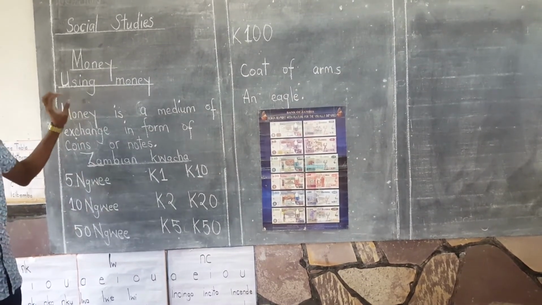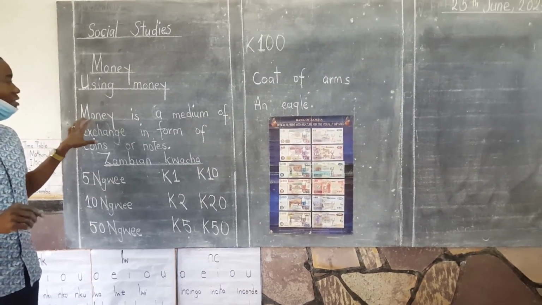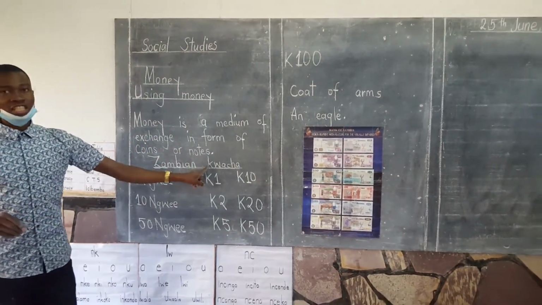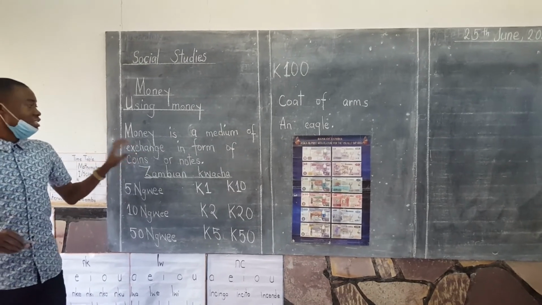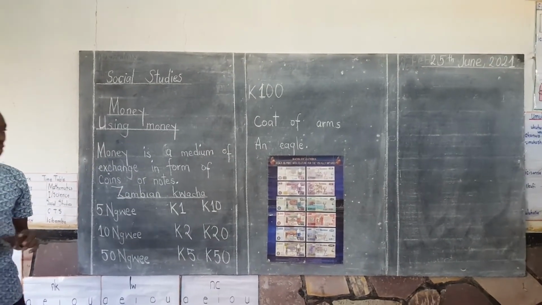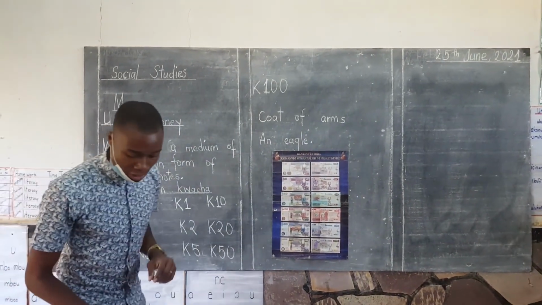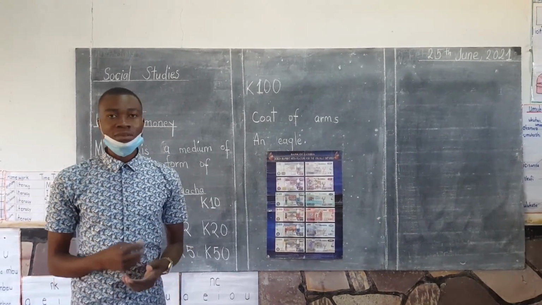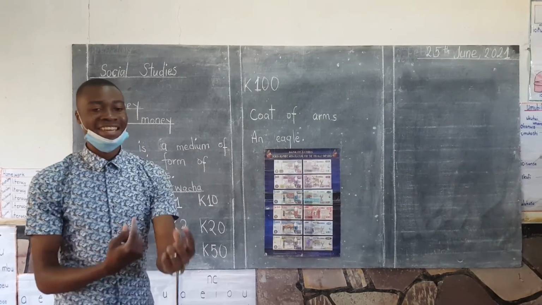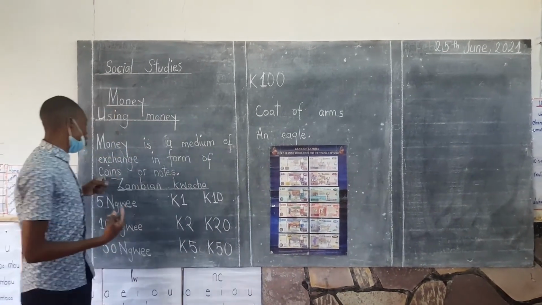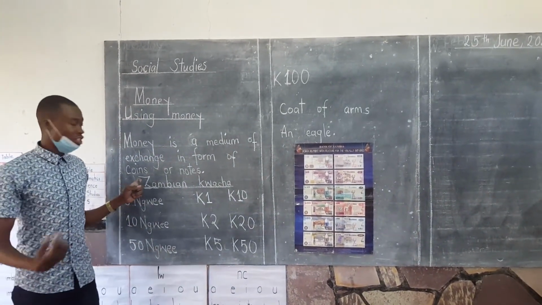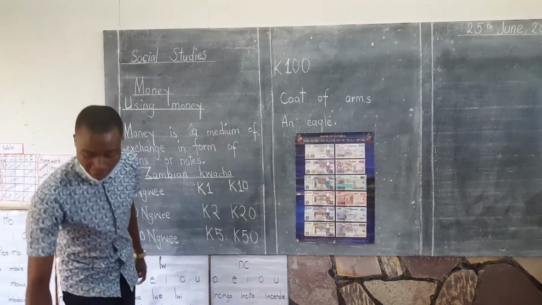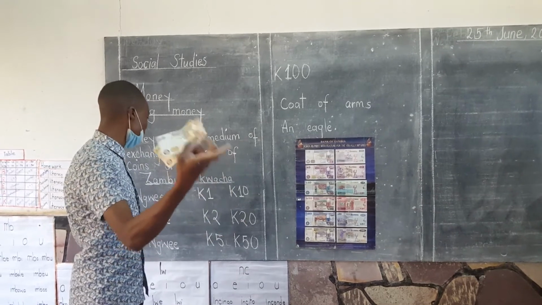I started by defining what money is. We said money is a medium of exchange in form of coins and notes. The word exchange means you exchange. You come to my shop, you want to buy sweets, you're going to give me money, then I'll give you sweets. That is exchanging. Then coins, we said it is a form of money which is made from metal. Then notes, it's a form of money which is made from paper.